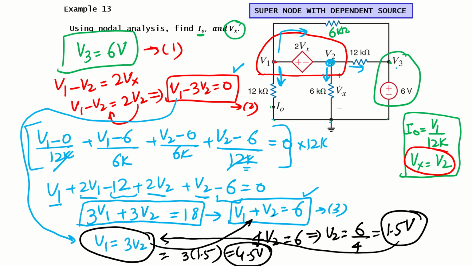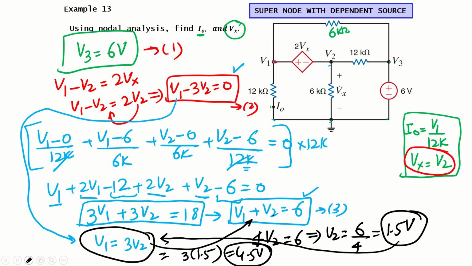So we have got the values for all the cases. V1 comes out to be 4.5 volts and V2 comes out to be 1.5 volts. Let me put the values on the circuit for reference: V1 is 4.5, V2 is 1.5, and V3 is already 6 volts. So we got all the node voltages.